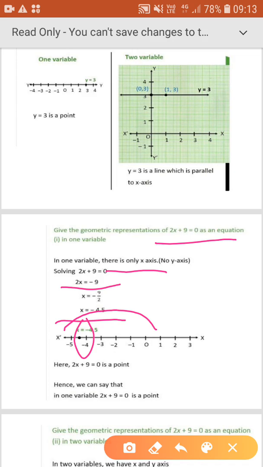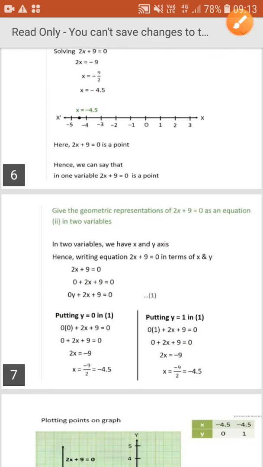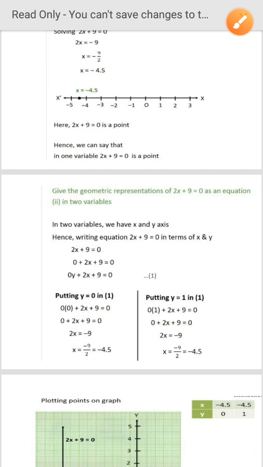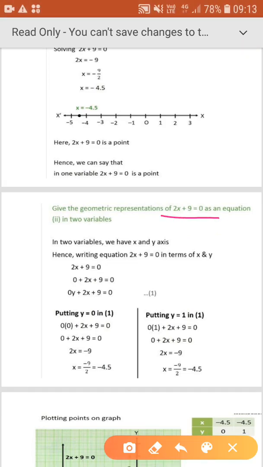It represents a point. Now if it is asked to represent this as an equation in two variables, then again what we are going to do, like in case of y equals to a, we are going to introduce y with a 0 coefficient here. So in this way, 0y plus 2x plus 9 equals to 0, the original equation remains unaffected. So now how we are going to get the solution? Let us say we take y equals to 0. So 0 into 0 is 0, 2x plus 9 equals to 0, so x equals to minus 4.5.